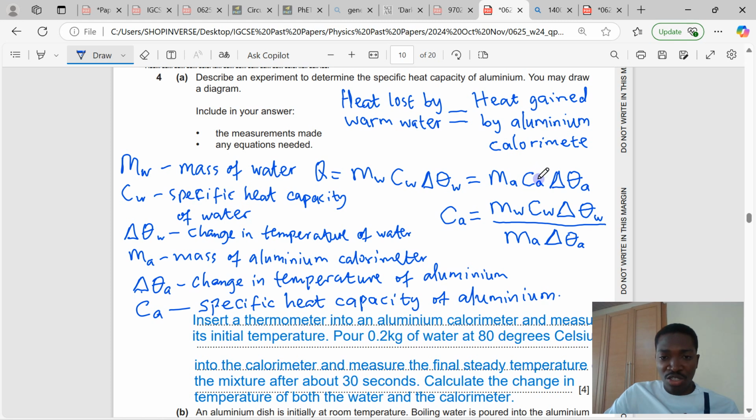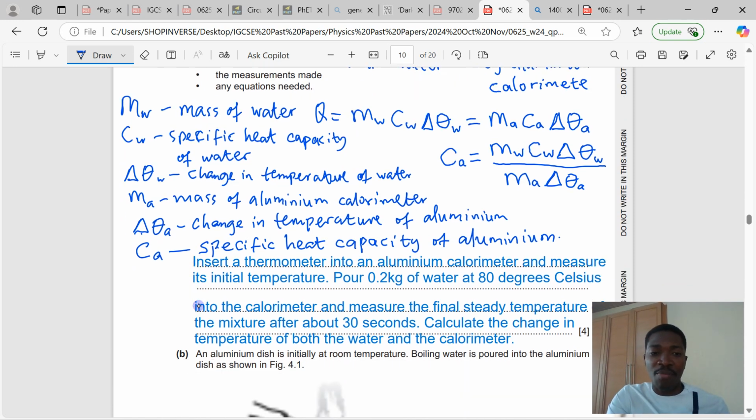And we want to make the specific heat capacity of aluminum the subject. What will it become? Just bring these other two to the other side of the equation, and they become the denominator. And here I have defined the variables. So once you write this like this, you get the answer perfectly.